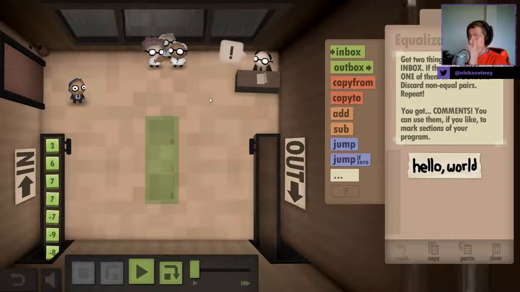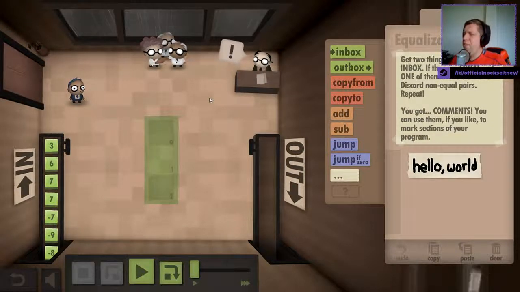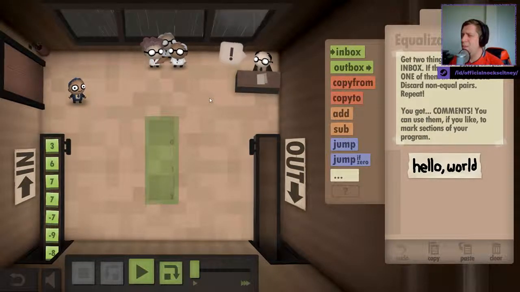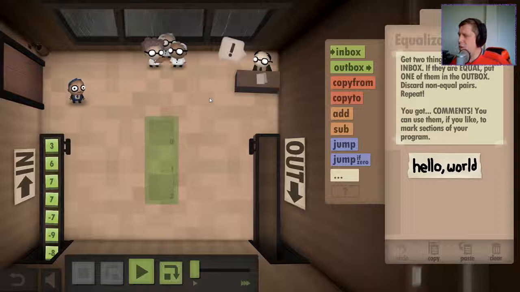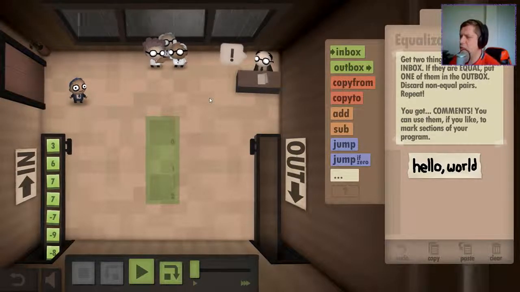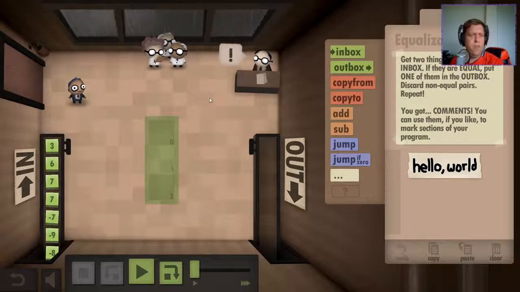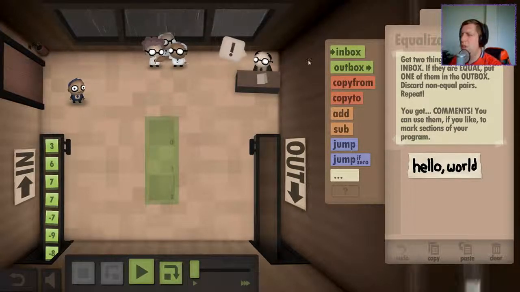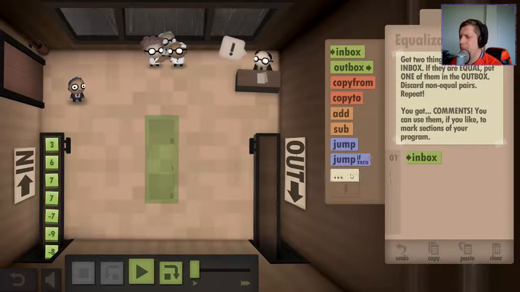All right, so get two things from the inbox. Sorry, let's reset my timer. If they are equal, put one of them in the outbox and discard the non-equal pairs. Repeat. You got comments. You can use them, if you like, to mark sections of your program. Comments are always good. Always comment your code, aspiring programmers. It makes debugging a lot easier.